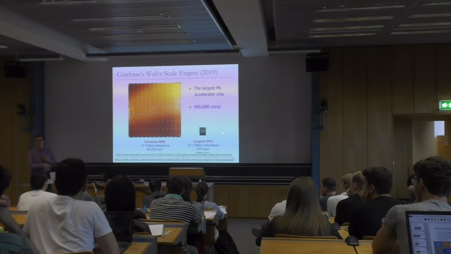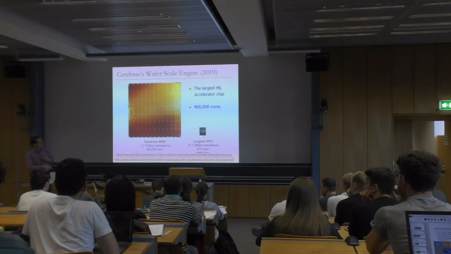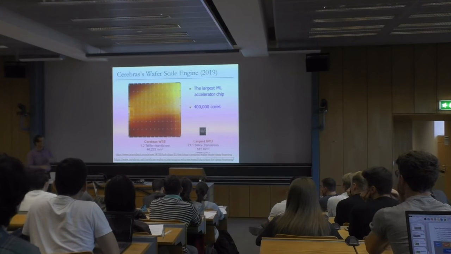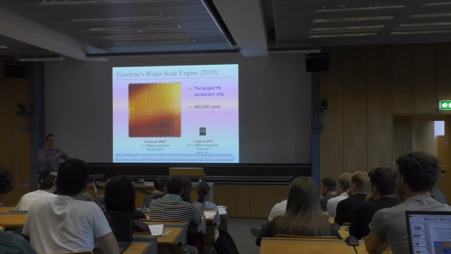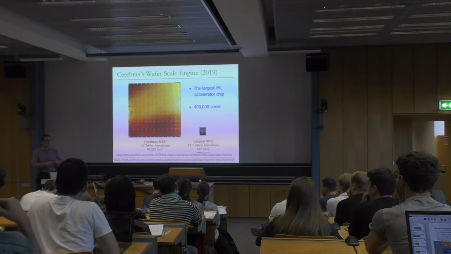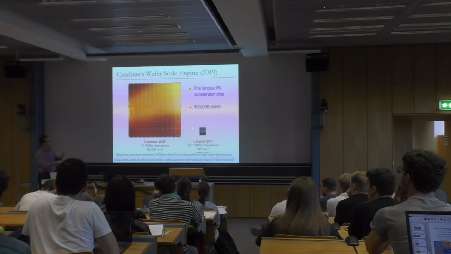This is the largest GPU that you have today, and you can scale this basically. This figure is to scale. And the largest GPU is 21 billion transistors, 815 square millimeters. And this, they call it a wafer scale engine, because really they take the whole wafer and essentially cut this wafer into that sort of chip, as opposed to cutting the wafer into small chips like what's normally done.